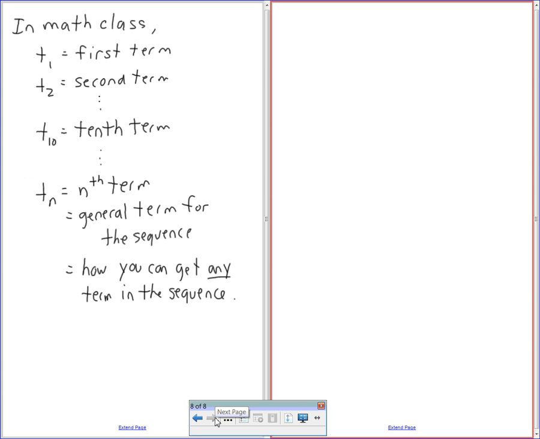Example 2. Find T1, T5, and T23. So A is going to say Tn equals 3n minus 1. So this is a lot like functions with f of x and all that fun stuff again. Okay. So once you find T1, T5, and T23, the first one I will do with you.